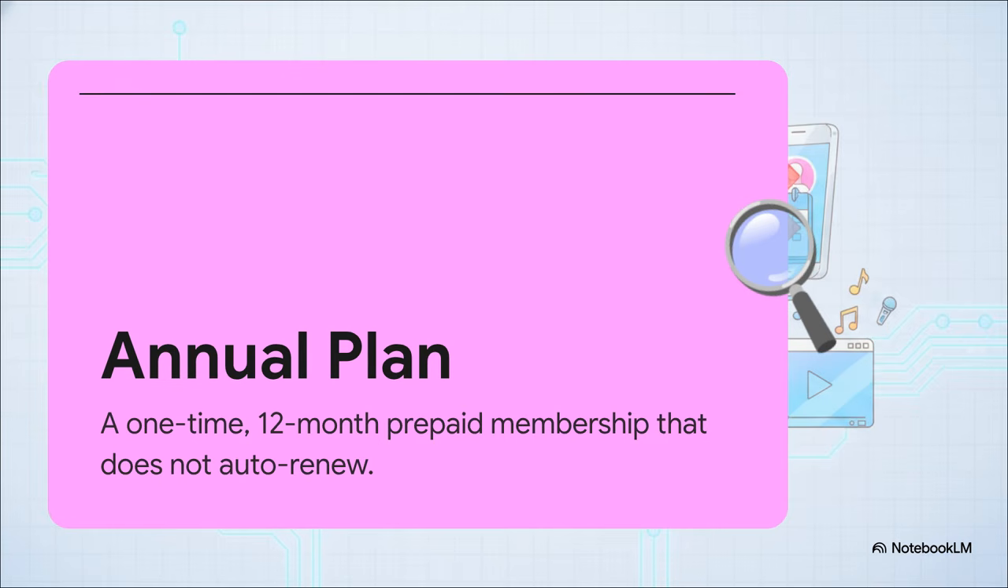So the crucial takeaway here is understanding exactly how these annual plans work. An annual plan is a one-time 12-month prepaid membership. It physically does not auto-renew. Because it won't try to charge you again next year, there's no recurring subscription to manually cancel. It just expires automatically at the end of the 12 months.